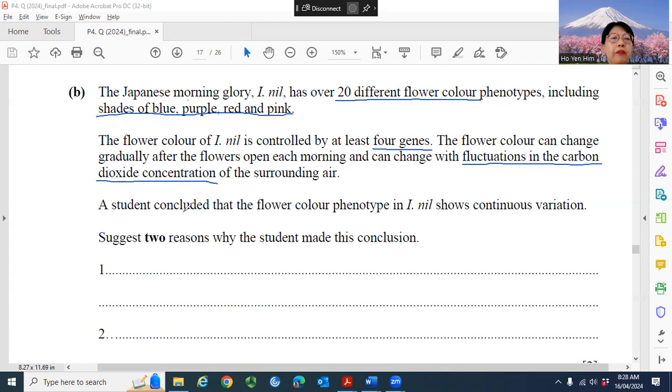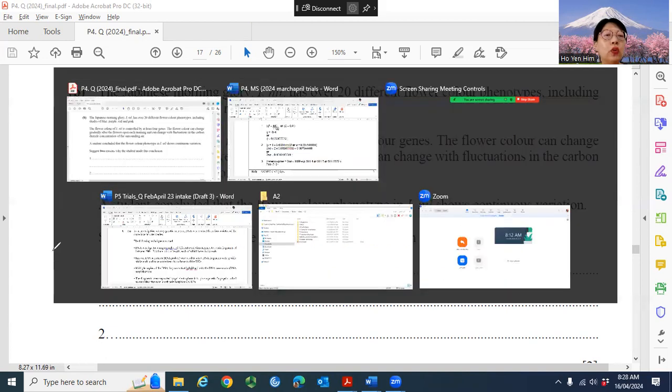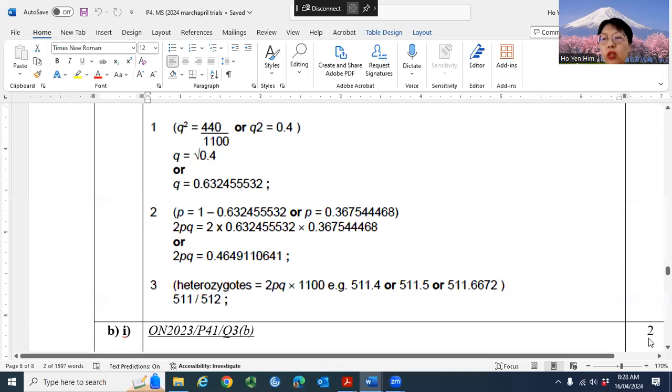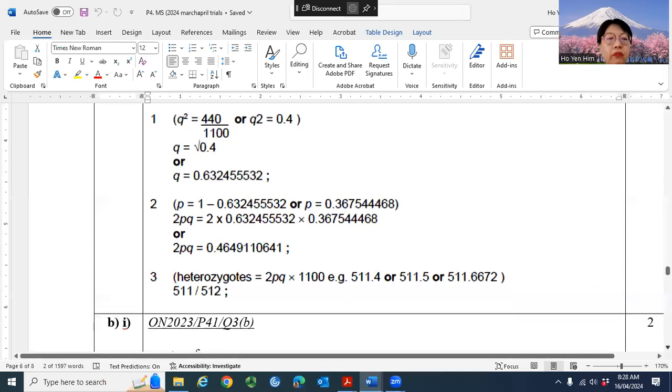So the student says that the flower color phenotype in this plant is a continuous variation. So the phenotype of flower color is a continuous variation. Suggest 2 reasons why the student made this conclusion. So for continuous, we learned that it must be quantitative, but in this case, it is not quantitative, it's qualitative. Color is qualitative, but there are some other features that fall within the definition for continuous variation in the phenotype. So let's look at the answer.